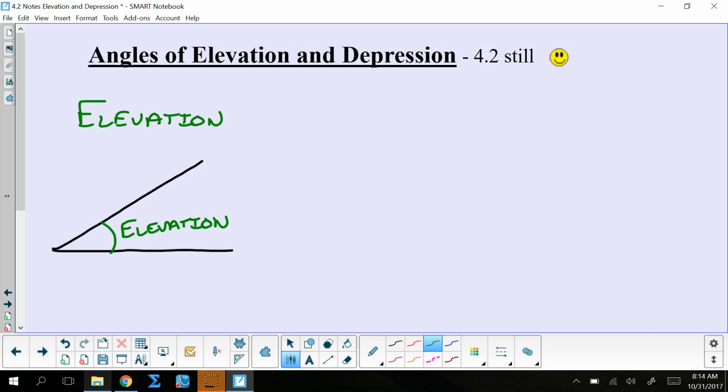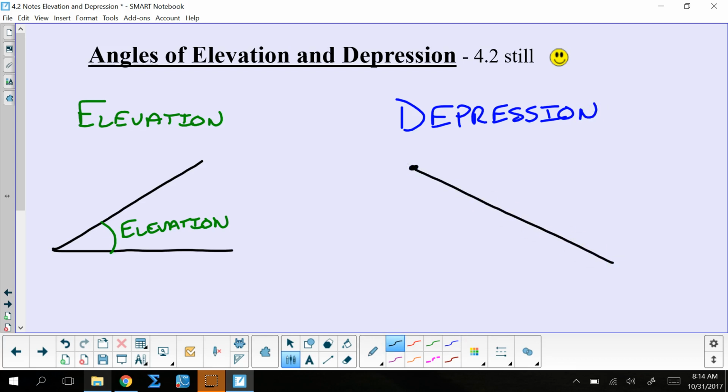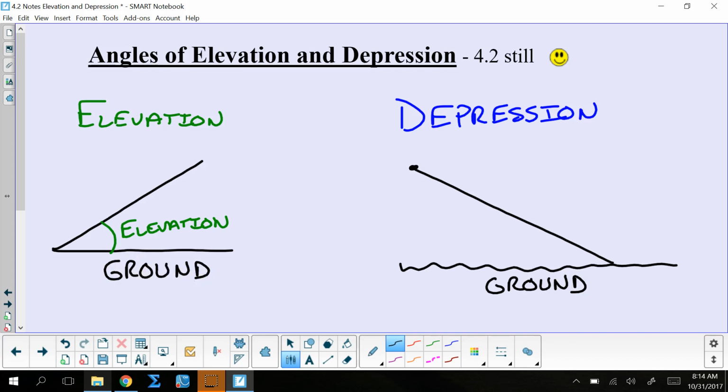Angle of depression is a little bit different. That is, you're on high somewhere, and you're looking down at something. So we'll call this the ground. We'll call this the ground. Make it the same. The angle of depression, then, is if you were going straight, so if you're looking straight out at the horizon, the angle of depression is down from that horizontal.